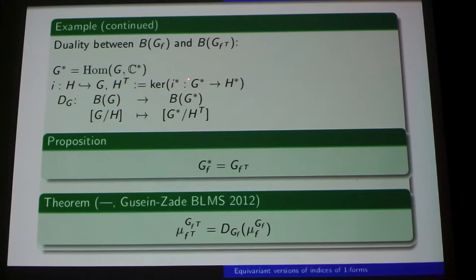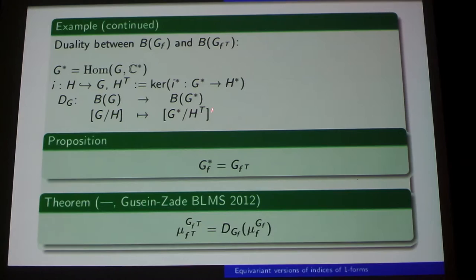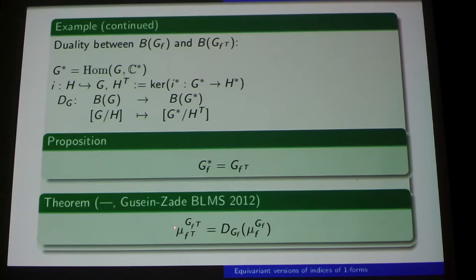And then you have a natural duality: if you take the isomorphism class of G mod H in the Burnside ring of G, then you map it to G star modulo H transpose in the Burnside ring of G star. There is a simple proposition that the character group of G_F is simply the maximal group of symmetries of the transpose polynomial F transpose. And there is a theorem of Ebeling and Gusein-Zade, published in the Bulletin of the London Mathematical Society in 2012, which can be expressed as follows: the Milnor number for the group G_F transpose is equal to the image under this duality map of the Milnor number of F with respect to the group G_F.